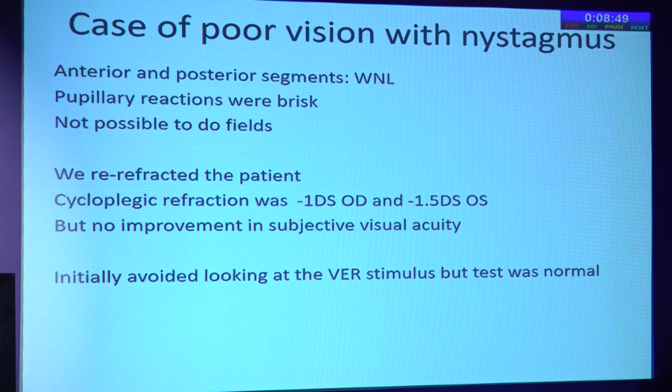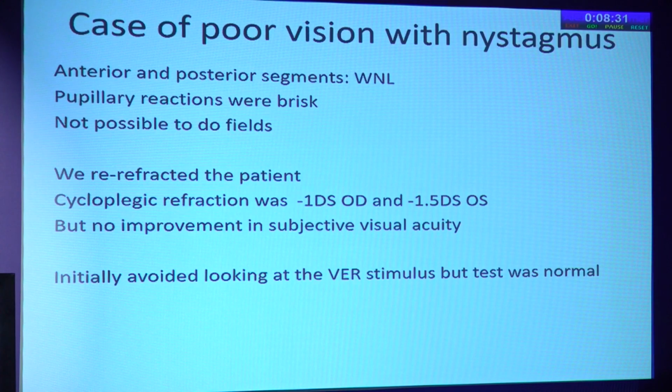His pupils were normal. Obviously, with the vision that he was claiming, it was not possible to do fields. We re-refracted under cycloplegia. There was no significant refractive error, but again, there was still no significant improvement. We wanted him to get a VER. The pattern, he was just not looking at it. The flash VER was normal.